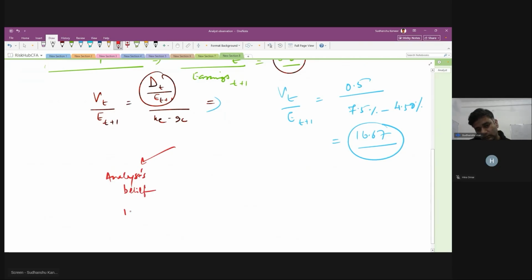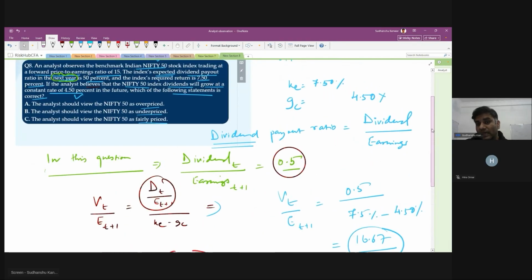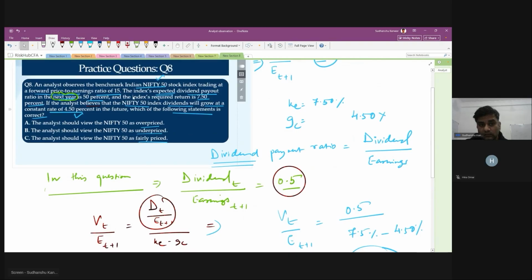He believes his belief is 15, right? One is calculation. Calculation is 16.67, right? So there are two things here now. The analyst is believing that the benchmark Indian Nifty 50 stock index is trading at a forward ratio of 15%.